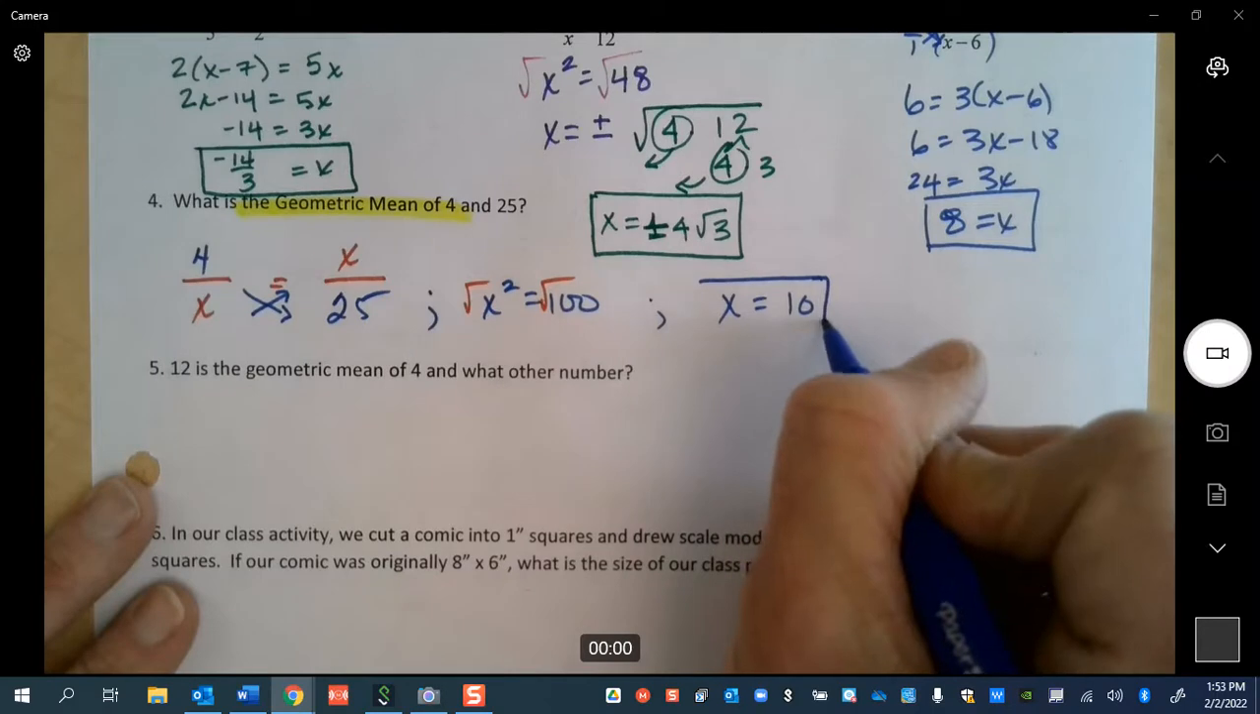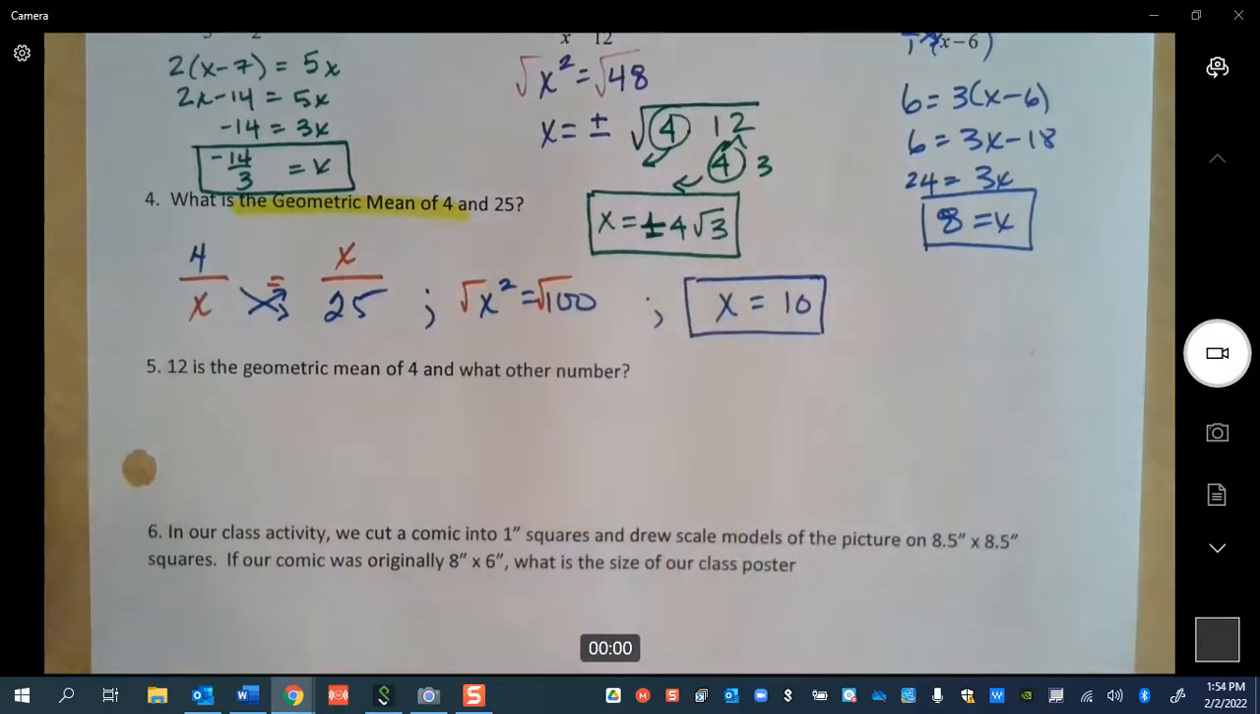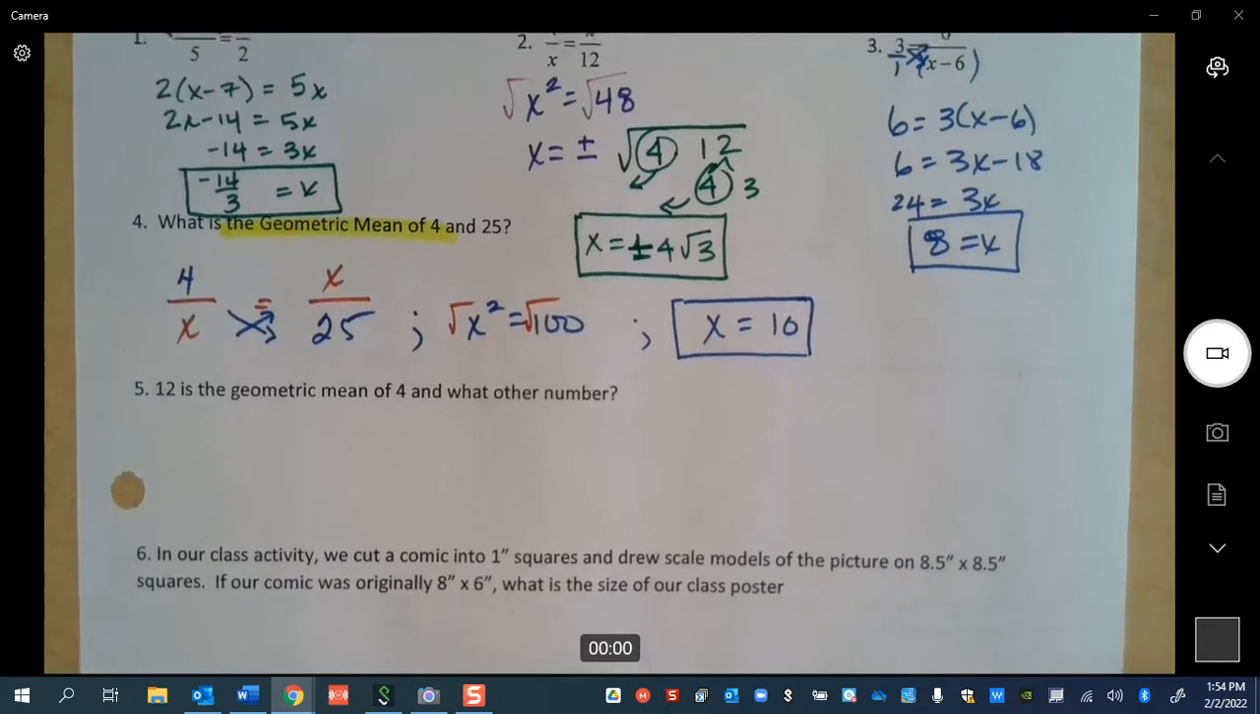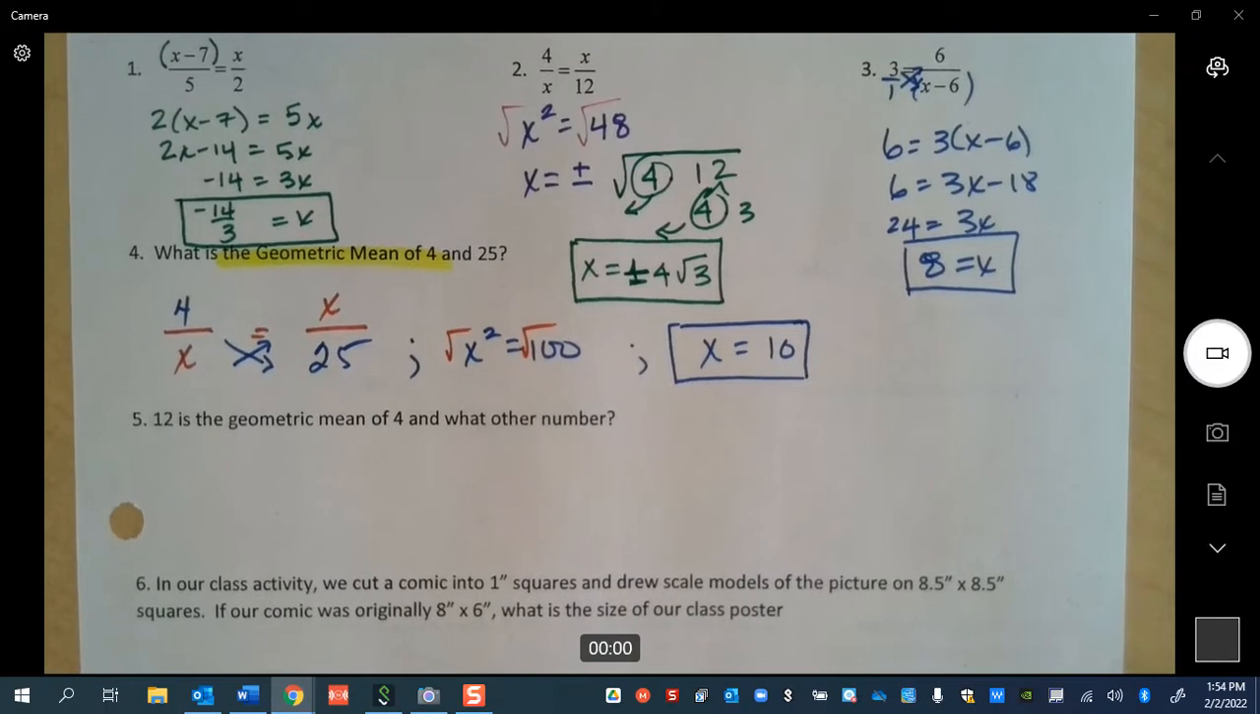Now typically lots of hands go in the air. You're like, you forgot your plus or minus. I didn't, because the geometric mean is always positive. So if I'm told it's the mean that I'm solving for, it stays positive. If I have a problem with x's in those parts of the fractions and nobody tells me the context, I have to include both.